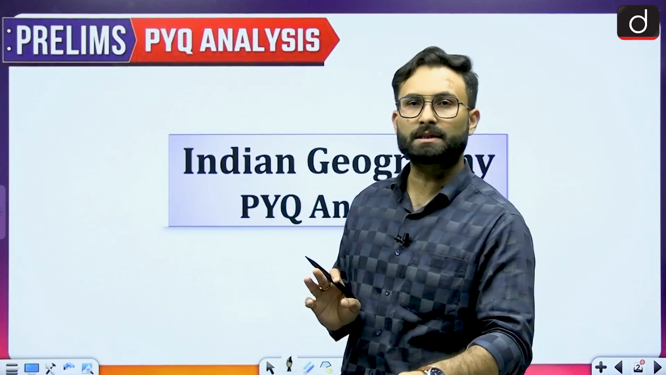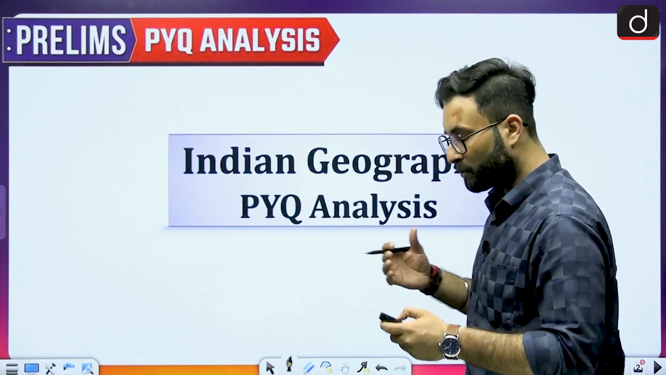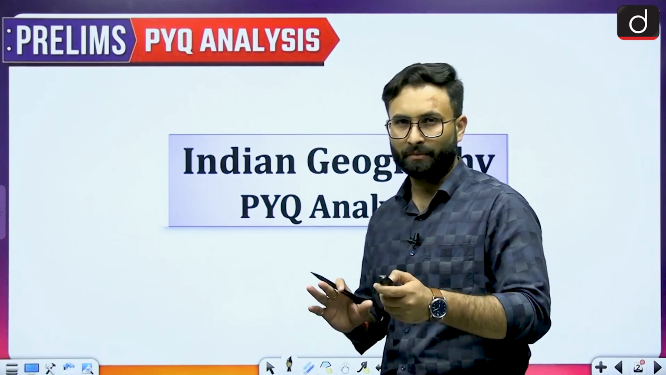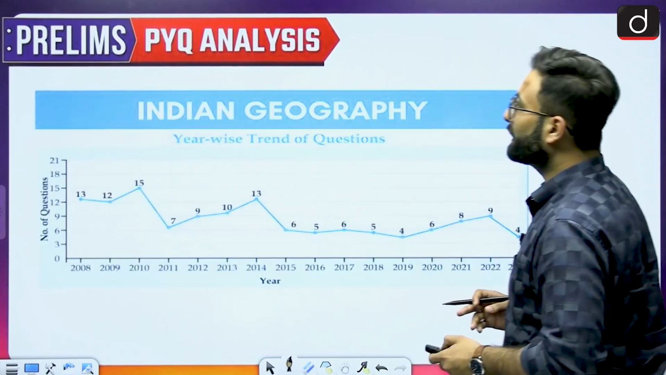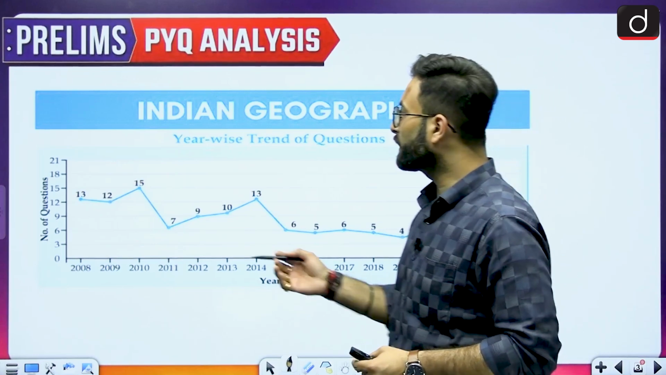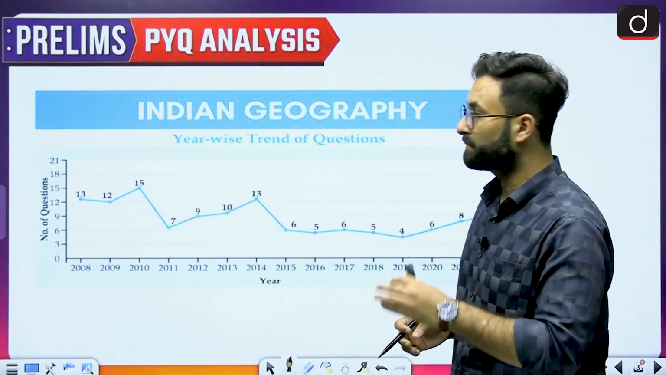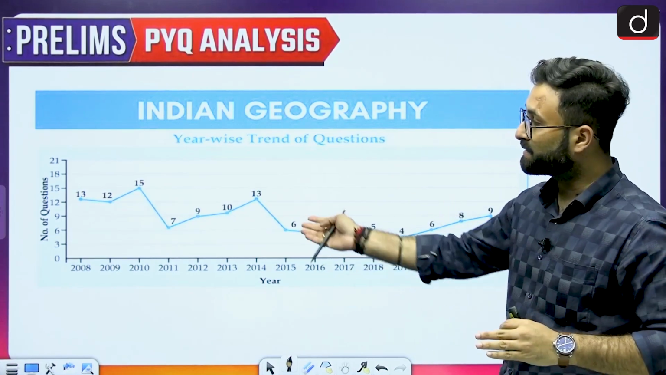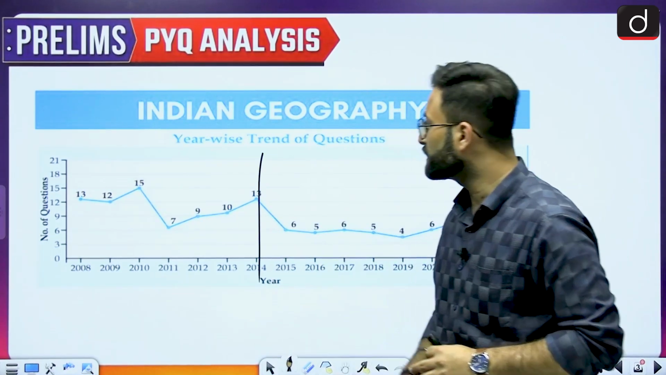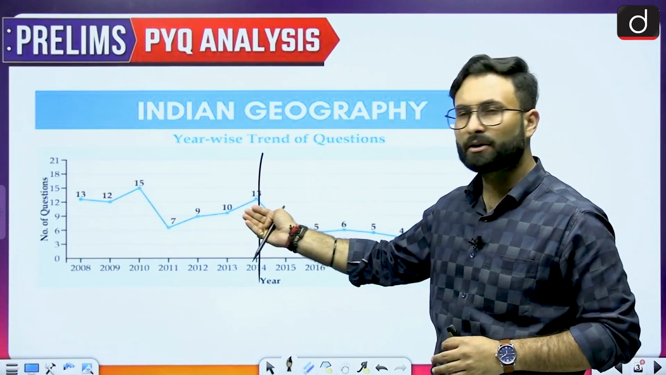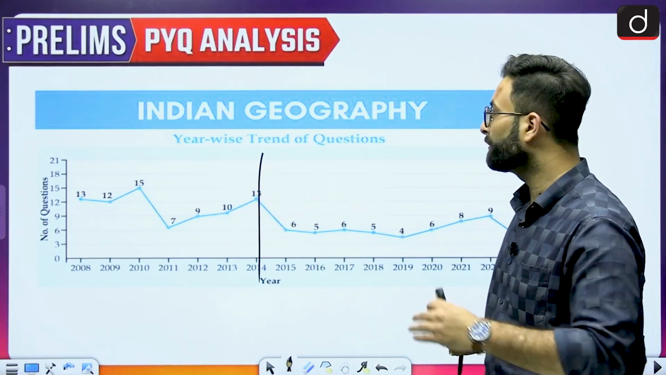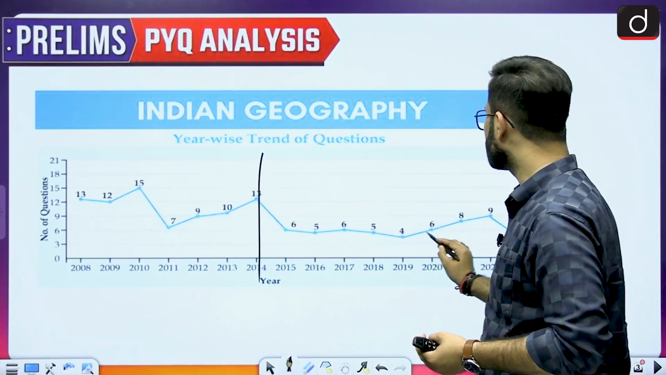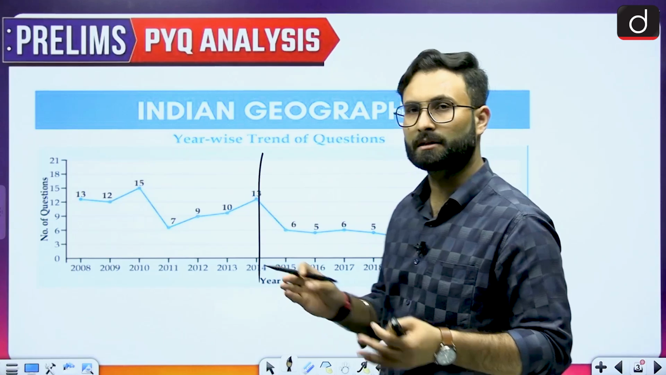In this particular session we will be focusing on the questions which are related to Indian geography, physiography, drainage system, agriculture, etc. Okay, so let's start with the trends. If you look at the trends, you can easily identify that nearly 12 13 questions were asked previously before 2014. You have seen that some 10 to 15 questions have been asked from Indian geography. And if you talk about the recent trends, nearly 6 7 8 9 questions have been asked in recent times.